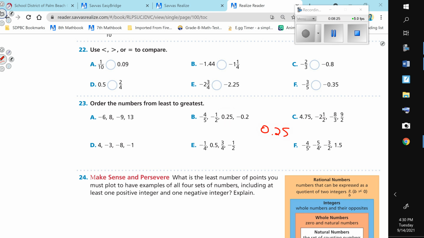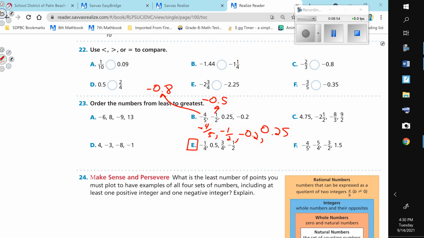And then out of these 3 negatives, that's going to be equal to negative 0.8. That's going to be equal to negative 0.5. And then you have negative 0.2. And guess what? That's actually the order. So you're going to go negative 4/5, negative 1/2, negative 0.2, and then you have 0.25. These are going to be tricky for some of you, which is understandable. So just do your best.